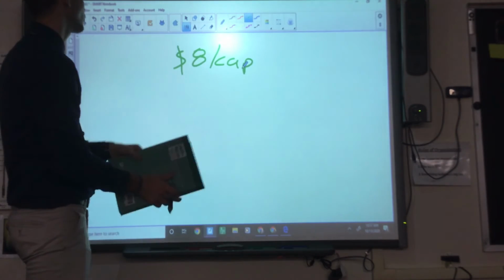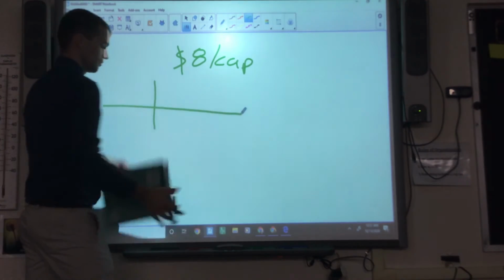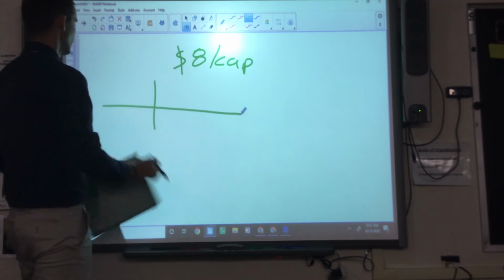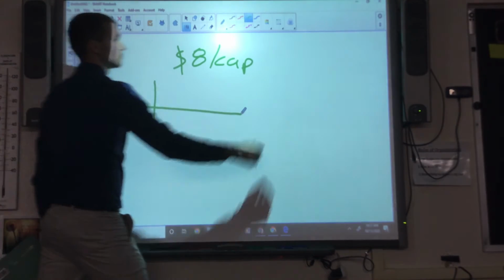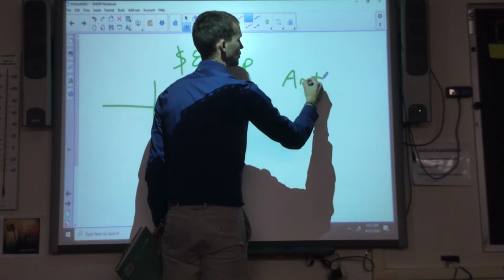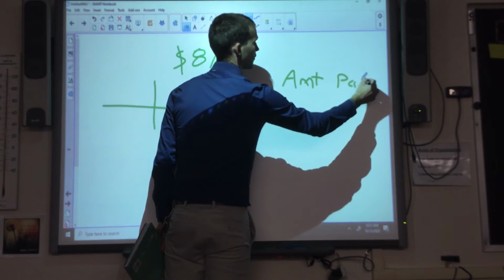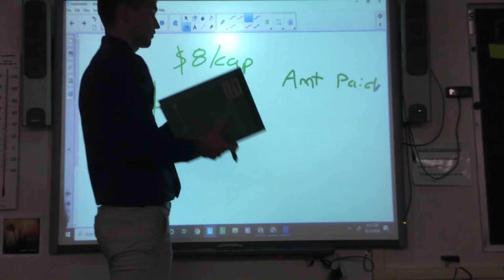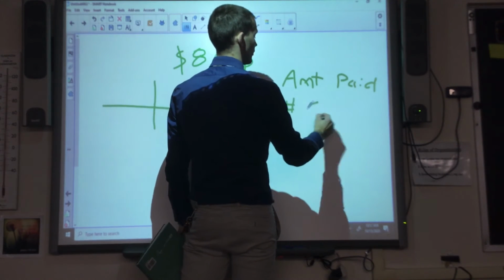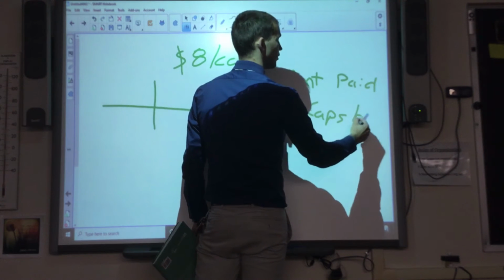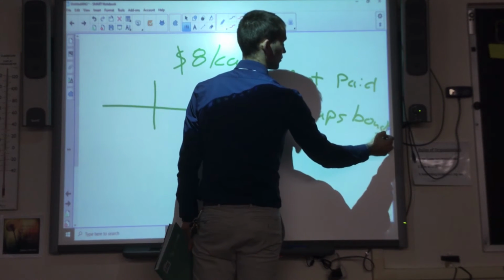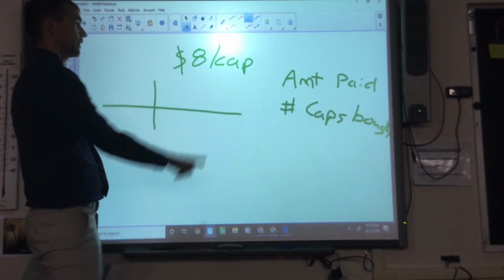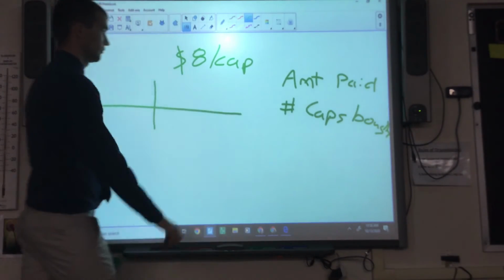The amount, so there's 2 things. It says the amount she pays for each cap, so amount paid is directly proportional to the number of caps she buys. Number of caps bought. Sorry, I was supposed to say bought. The amount she pays is directly proportional to the number she buys.